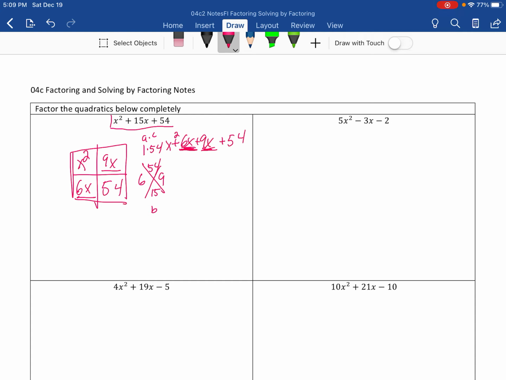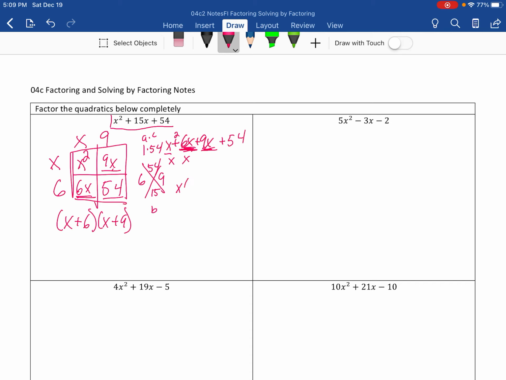This would be x squared plus 6x, and this would be plus 9x plus 54. So I find my greatest common factor here, which is x. The greatest common factor here is 6. x times x is x squared. x times 9 is 9x. And so my factored form is x plus 6 times x plus 9.